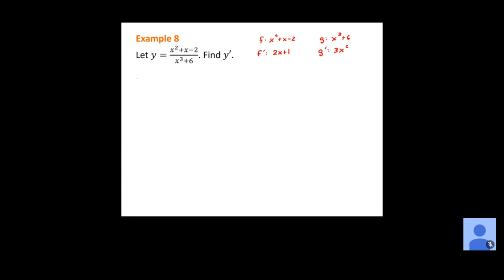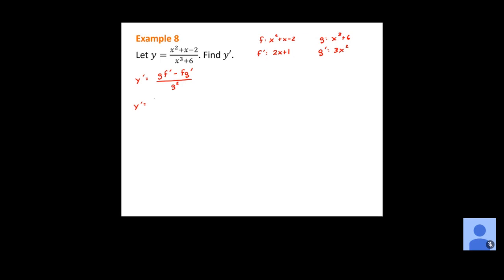All right. So now, if we're looking for y prime, this is a quotient. So we start with g times f prime minus f times g prime all over g squared. All right, now we have all the information we need. We just have to substitute it in.